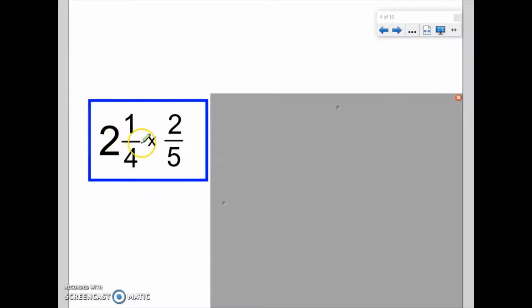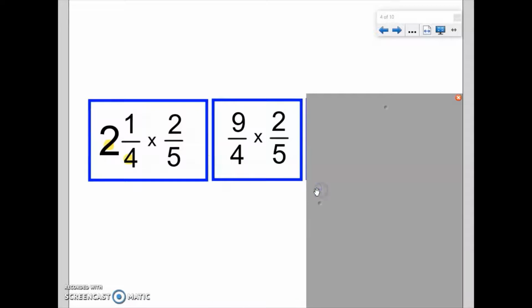Again, I'm just going to manipulate the question slightly, so I'm going to change this mixed number into a top-heavy fraction. So I'm going to do 2 times 4, which is 8, and add that on to the 1, which is already on my numerator. So 2 1/4 becomes 9/4. 2 times 4 is 8, whole number times denominator is 8, and then I add that onto the numerator that's already there. That's where this 9 comes from.